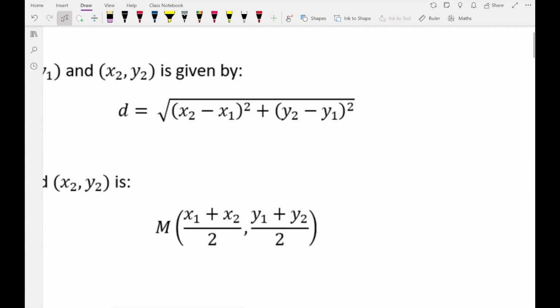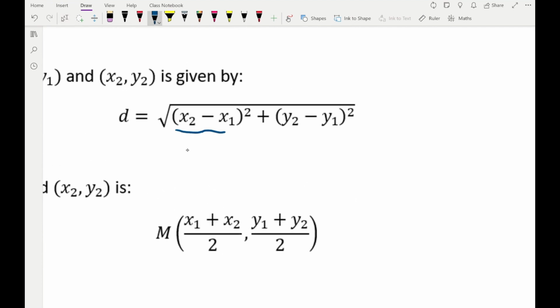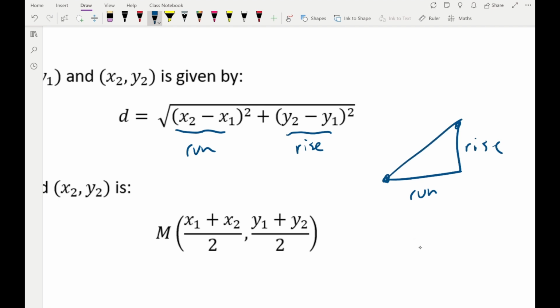Because if you think about it, x2 take x1 is your run, and y2 take y1 is your rise. So you'll get this when you're looking between 2 points. And then how do you find the distance? Well, it's run squared plus rise squared, and then you square root it.